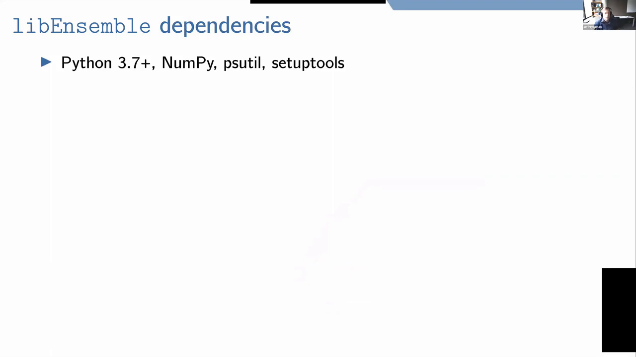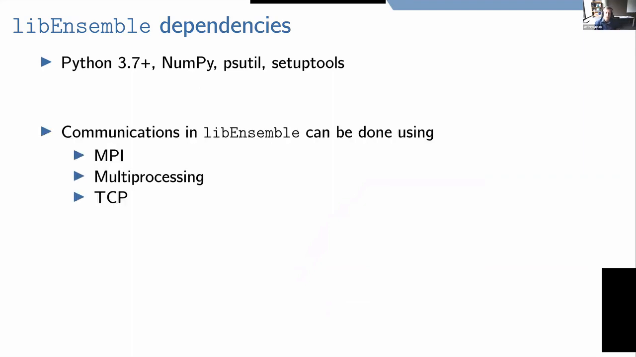What are libEnsemble dependencies? Very minimal. We use Python 3.7 plus, NumPy, psutil, setuptools. So those are the required things. Of course, there are many dependencies for some of the examples in libEnsemble, but communication between the manager and workers in libEnsemble can be done using any of these three communication protocols.